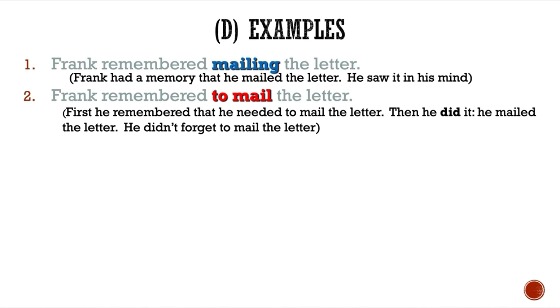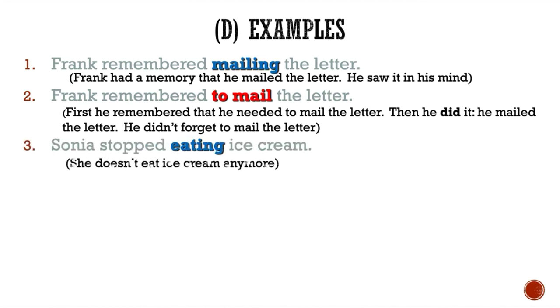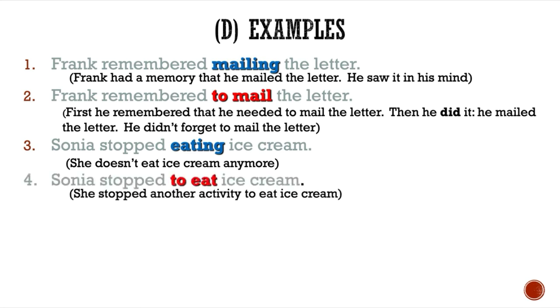So let's take a look at another example. Sonia stopped eating ice cream. So here she doesn't eat ice cream anymore. But if we say Sonia stopped to eat ice cream, she stopped another activity she was doing in order to eat ice cream.